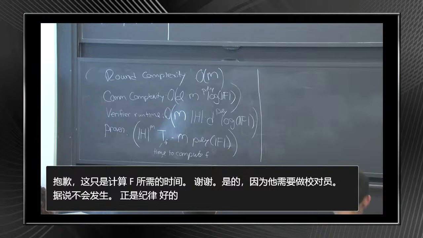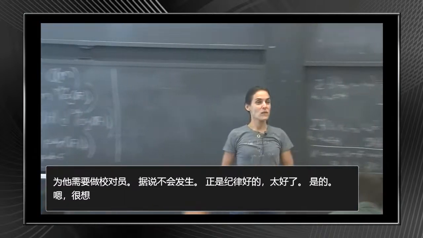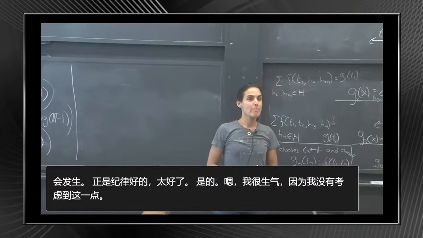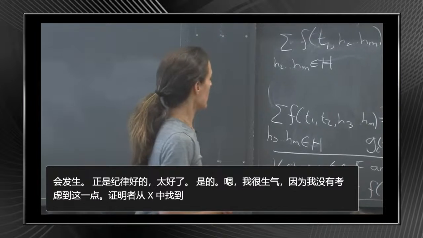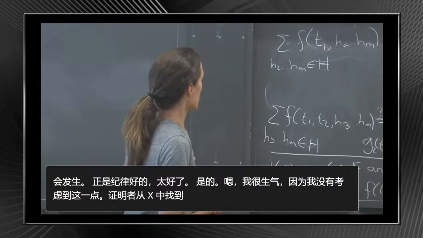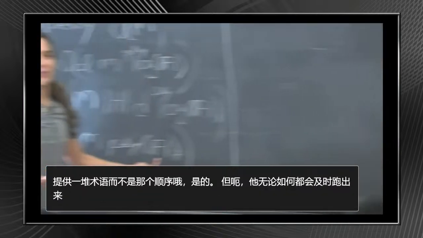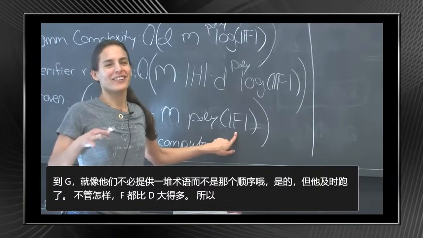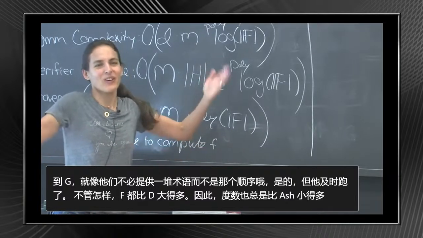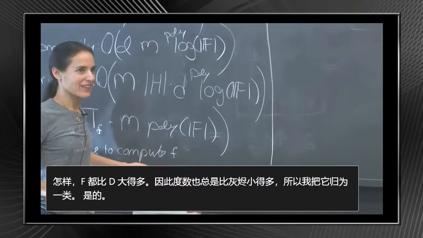Okay, great. Yes? Does that time complexity take into account the prover finding g sub 1 of x? Don't they have to combine a bunch of terms, with order of d? Oh yeah, but he runs in time t sub f anyway. f is much bigger than d. So the degree is also always much smaller than f. So I'm kind of lumping it in. Sure. Thanks. Great question.